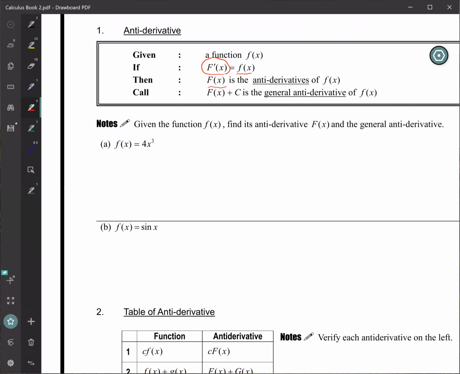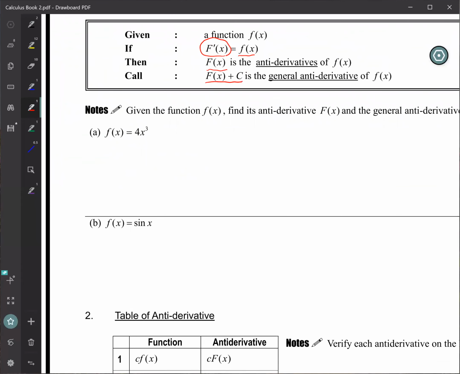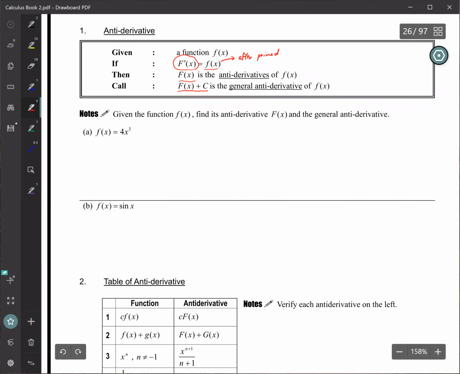And then if we add a constant to that function, then it's called a general antiderivative. So one is adding a constant, the other one did not add a constant. We'll use an example here. Remember the small f is the one after prime, something prime gives you f of x. So given the function f of x, can you please find its antiderivative and the general antiderivative?